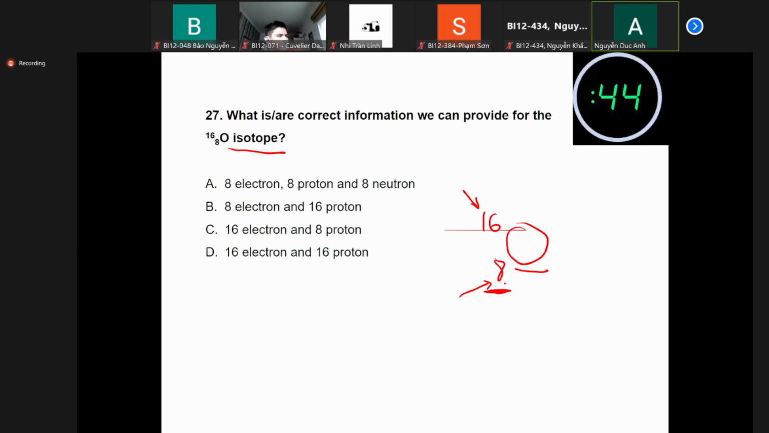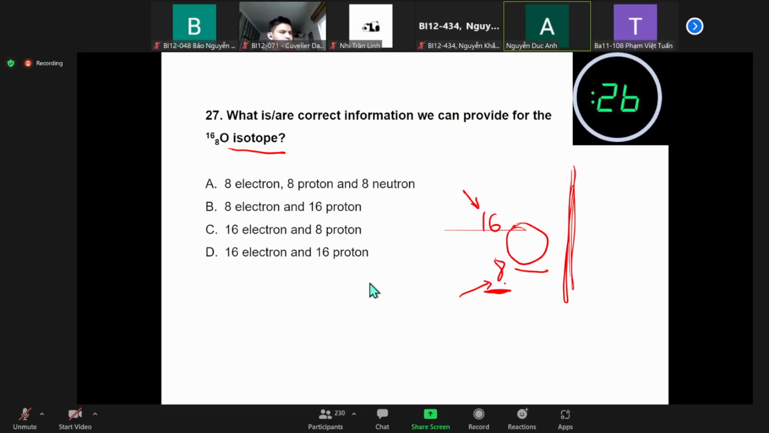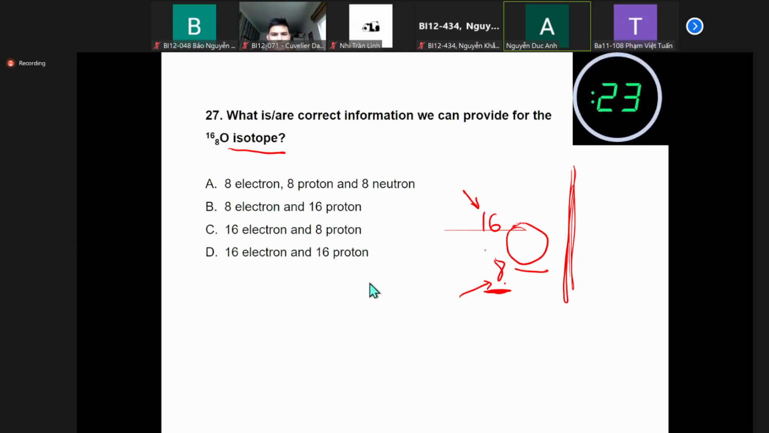Okay, so from the symbol of the isotope, you will get the information that this one is oxygen. Firstly, okay, the oxygen will have 8 protons. And the difference between the mass number here and the atomic number will give you the number of neutrons. So it also means oxygen here will have 8 neutrons. Okay, so the answer will be A. 8 electrons, 8 protons, and 8 neutrons.